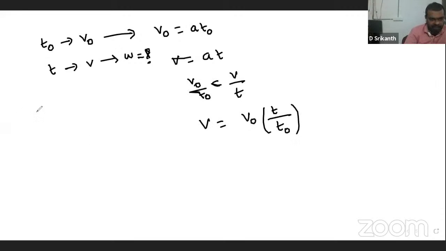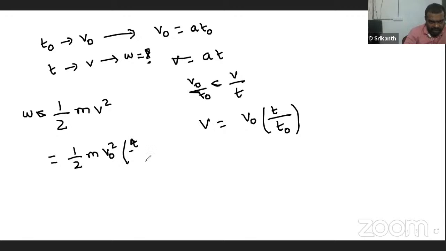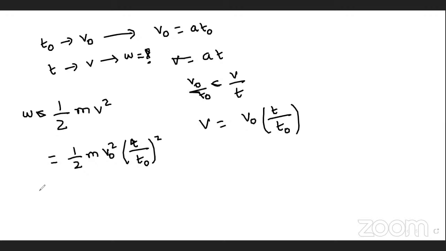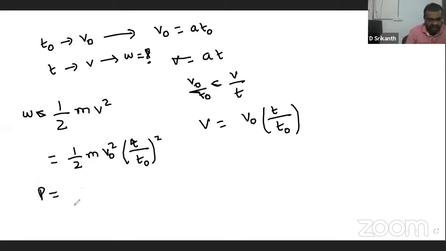Work done is equal to half m v square, that is half m v0 square multiplied by t by t0 whole square. Yes sir. Power is equal to work done by time. Work done by time, half m v0 square into t by t0 square.